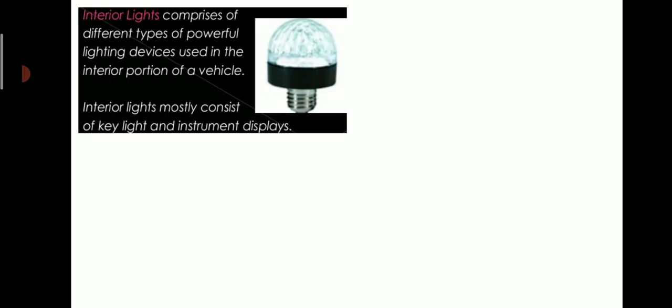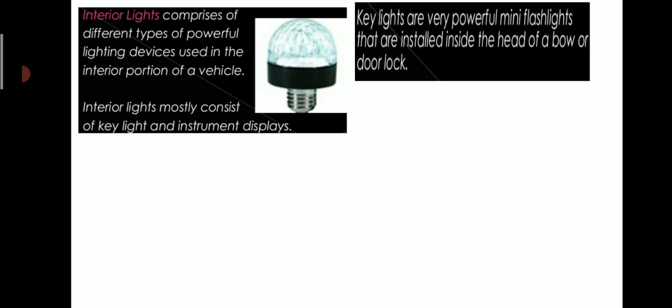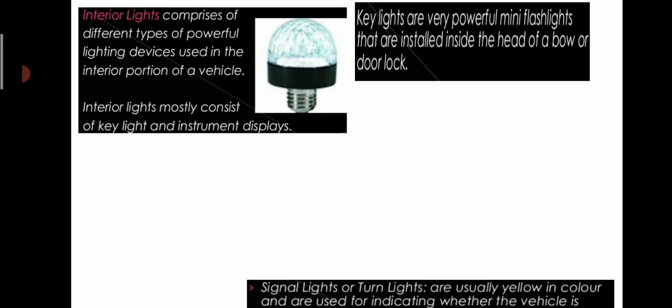So, interior lights are also sometimes used, comprising different types of powerful lighting devices used in the interior portion of the vehicle. Interior lights mostly consist of key lights and instrument displays. Key lights are very powerful mini flashlights that are installed inside the head of a bow or a door lock.